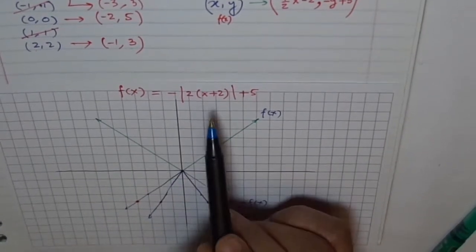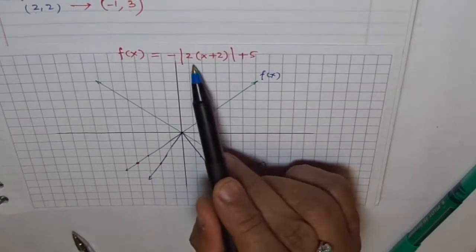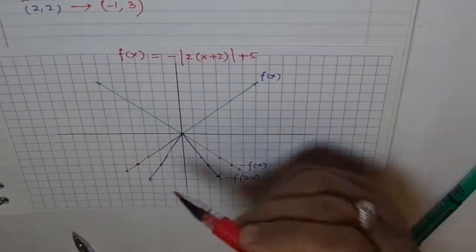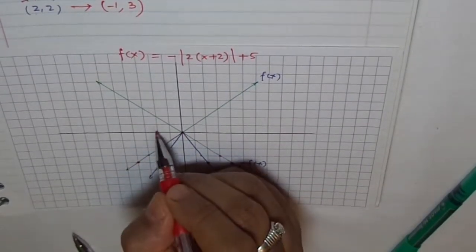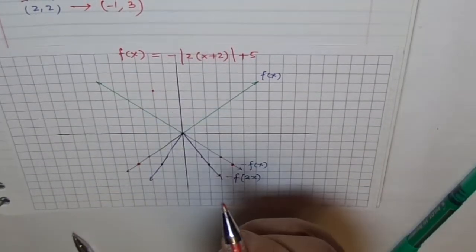What are we left with? Translation. And this translation is 2 units to the left and 5 units up. Let's do that in red. So here, this vertex, 2 units left and 5 units up. 1, 2, 3, 4, 5. There you are, right?